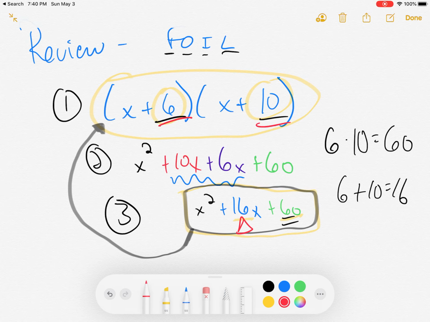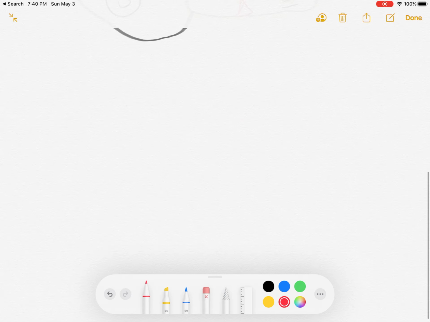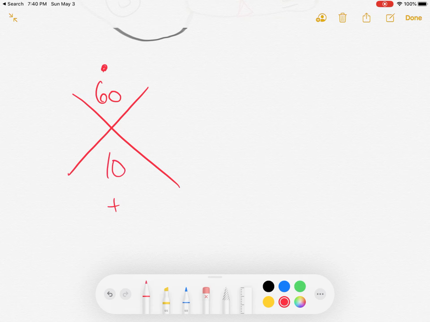So essentially what I'm doing here is one of those diamond problems from last week. So if you remember, a diamond problem was, okay, what numbers multiply to 60 and add to 16? Well, 10 plus 6 was 16. 10 times 6 was 60. So what we did was a diamond problem.